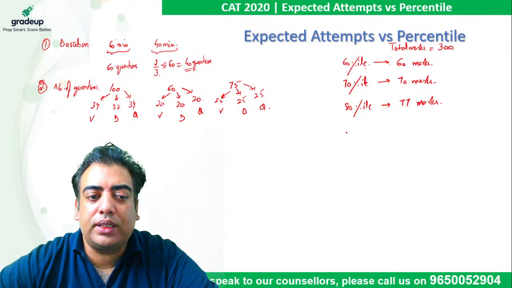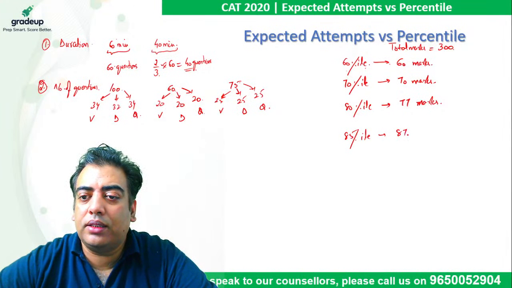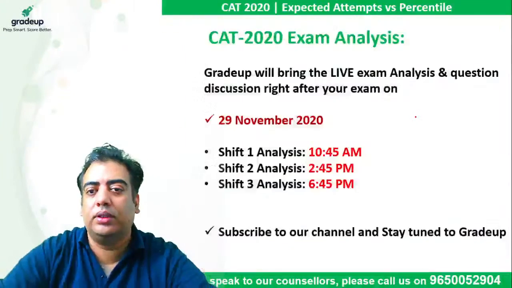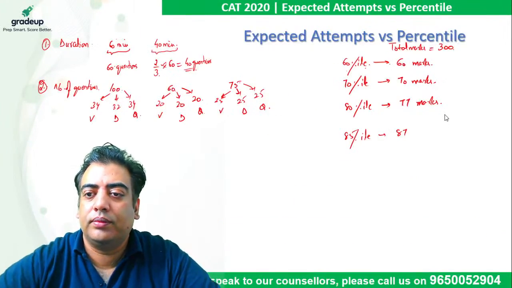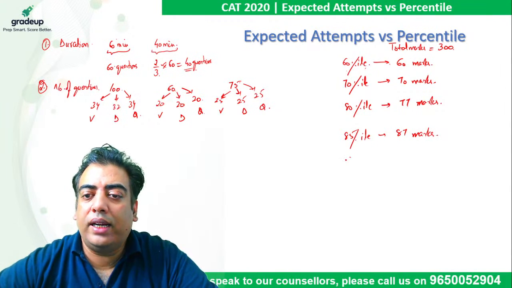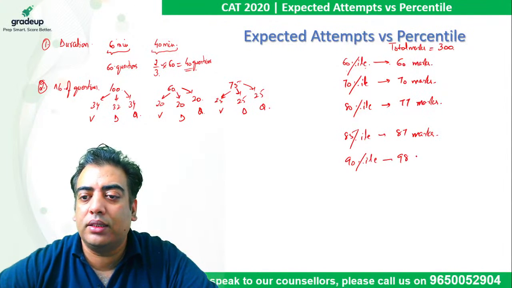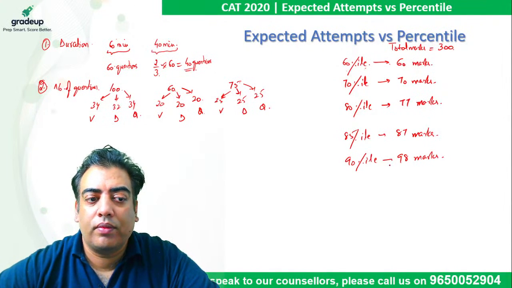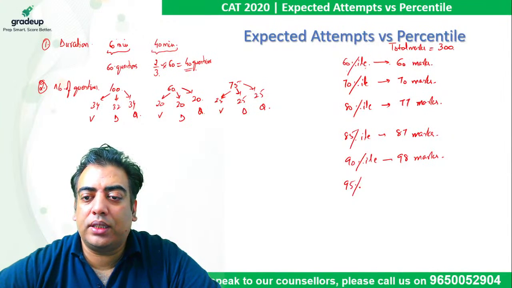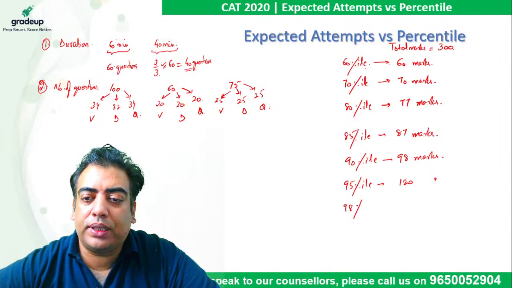Then 85 percentile was achieved at 87 marks. 90 percentile was achieved at 98 marks. 95 percentile was achieved at 120 marks. Then 98 percentile was achieved at 143 marks.